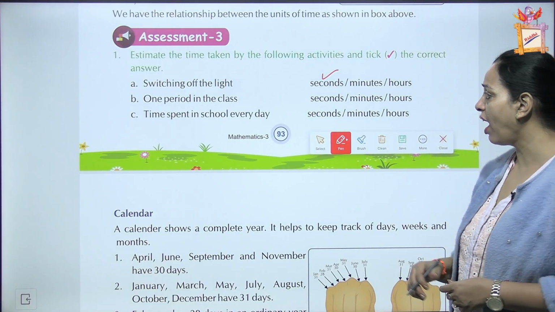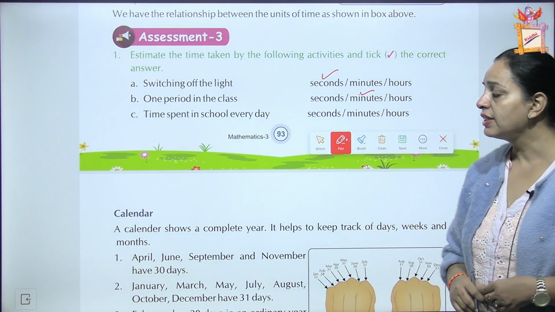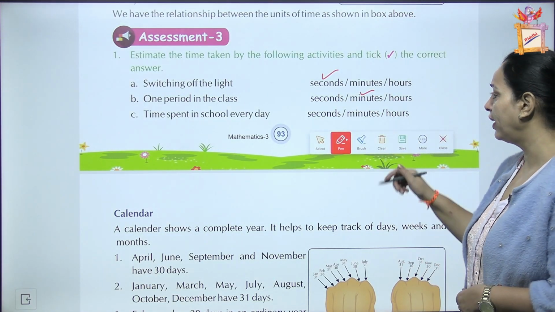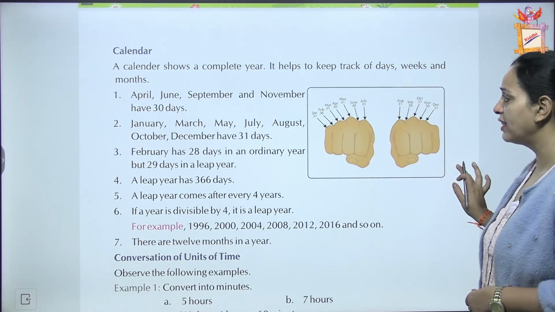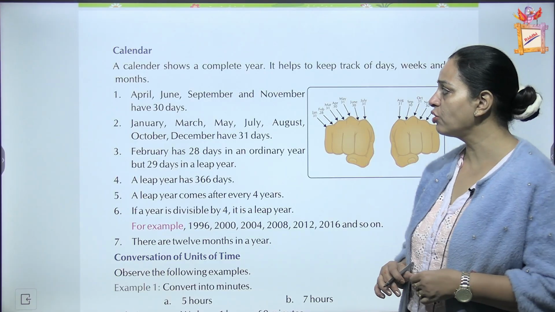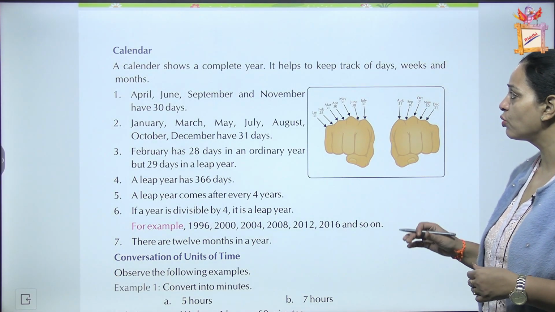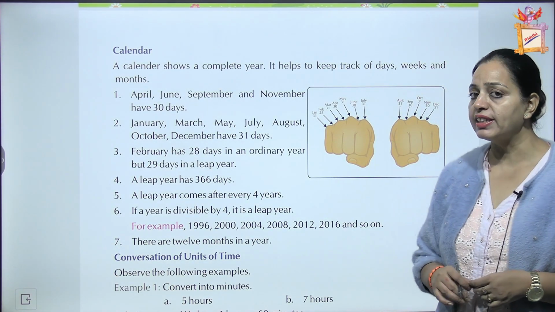1 period in the class, minutes. Time spent in school every day, it is in hours. Okay, now the next is calendar. You know, a calendar shows a complete year. It helps to keep track of days, weeks and months.